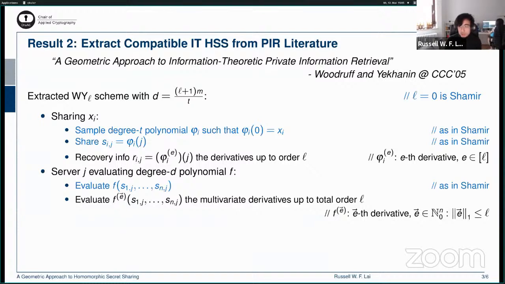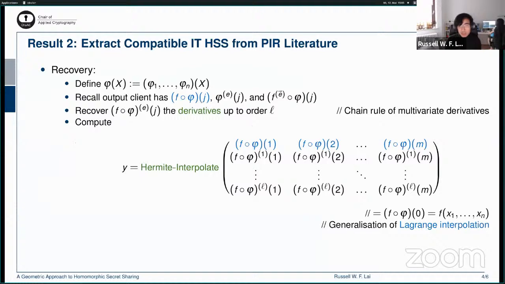shares many components with the Shamir secret sharing scheme, but on top of that, the sharing and the evaluation algorithm will compute a bunch of high-order derivatives up to order L. And correspondingly, in the recovery algorithm, instead of using the Lagrange interpolation like in the Shamir scheme, we will use a generalization of it called the Hermite interpolation scheme to take advantage of the derivatives.